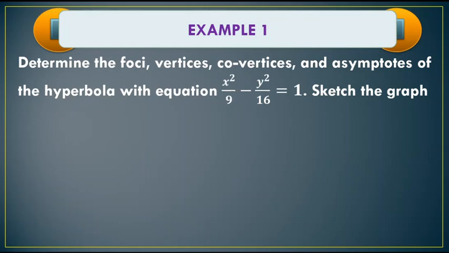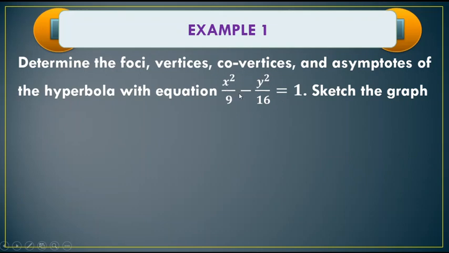Determine the foci, vertices, co-vertices, and asymptotes of the hyperbola with equation x squared over 9 minus y squared over 16 is equal to 1. Sketch the graph. Now, tingnan muna natin, let us observe yung equation natin. Ano ba yung equation natin? Kasi dito mababase kung ano ba yung orientation ng hyperbola natin.